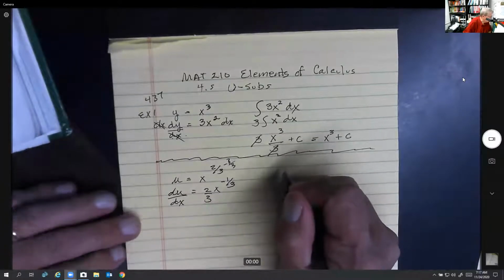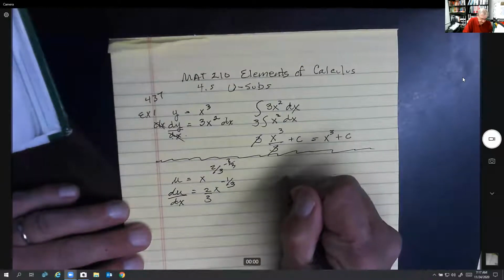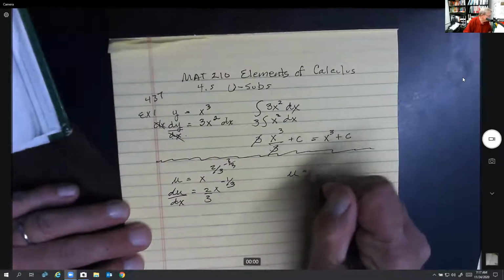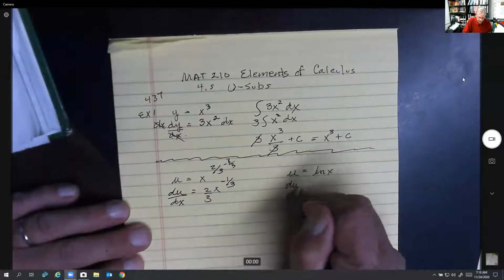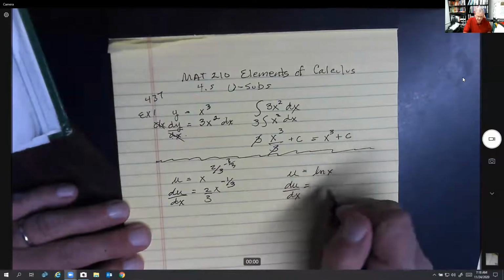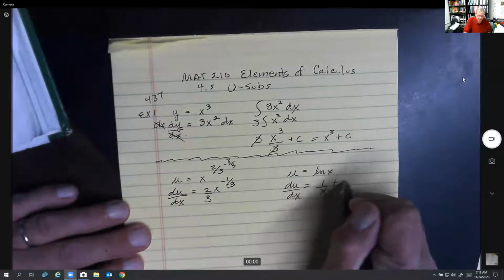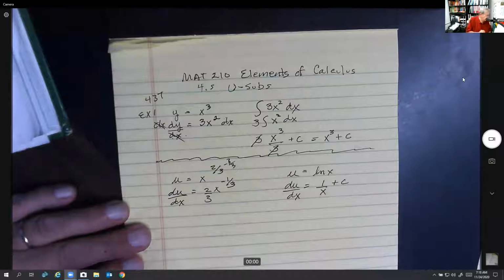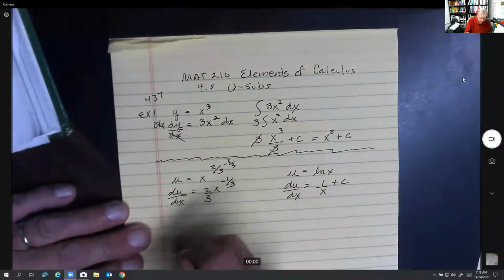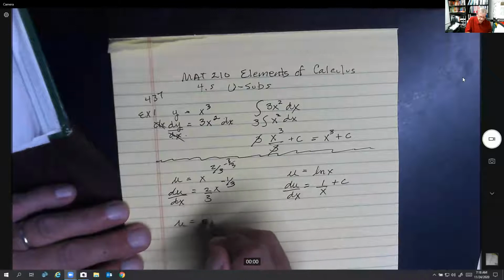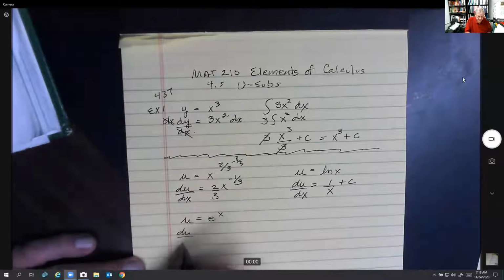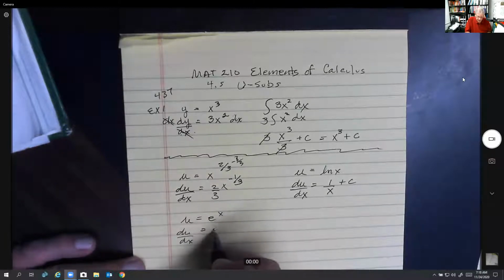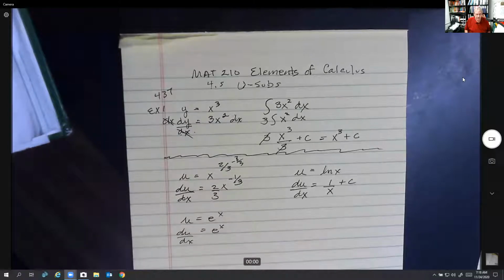Kind of just refreshing our memory about derivatives. What if we had u equals ln x? The derivative of that, du over dx, is... do you remember the derivative of ln x? That's 1 over x. What if we had u equals e to the x? The derivative, du over dx, is equal to e to the x, remember? It's the same thing.